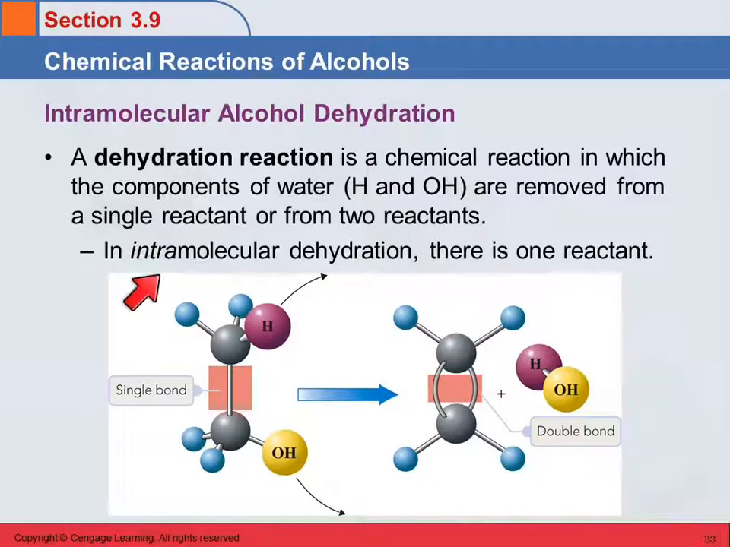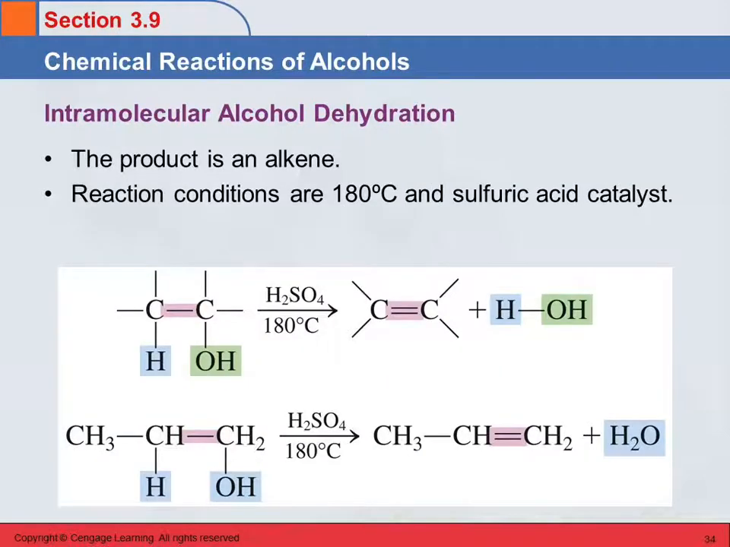Intramolecular means it's happening within one molecule. So like intramural sports, you play against other teams at your school. Intercollegiate is between schools. So this is within one molecule. The product ends up being an alkene, and typical reaction conditions are going to be 180 degrees Celsius and a sulfuric acid catalyst. So here's a generic example.